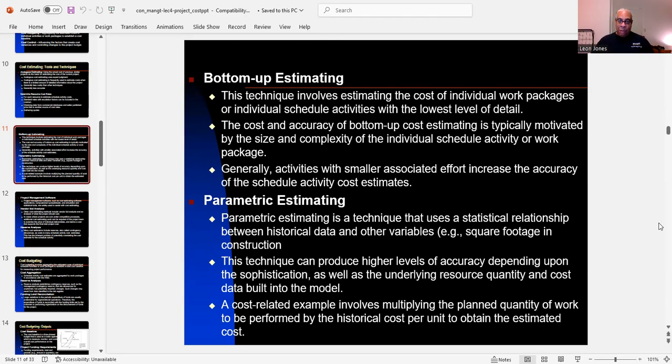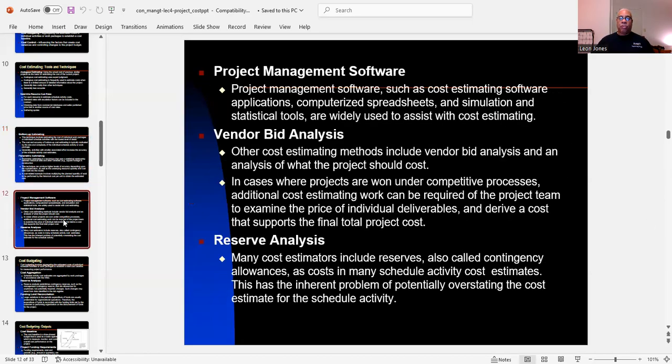Then we deal with parametric estimating. That is a technique that uses a statistical relationship between historical data and other variables. Example, square footage in construction. Now, this technique can produce higher levels of accuracy depending upon the sophistication as well as the underlying resource, quantity, and cost data built into the model. A cost-related example involves multiplying the planned quantity of work to be performed by the historical cost per unit to obtain the estimated cost.